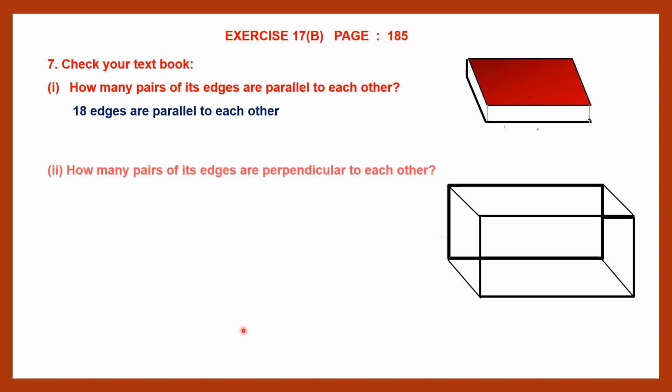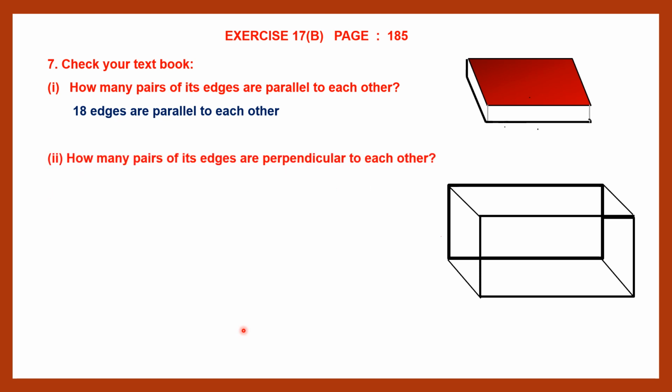Next question. How many pairs of its edges are perpendicular to each other? Perpendicular means one line touching another line forming 90 degrees. Okay, forming 90 degrees at the point where they meet each other. So such lines are called perpendicular lines. Now the question is, how many pairs of its edges, so these are the edges, are perpendicular to each other?